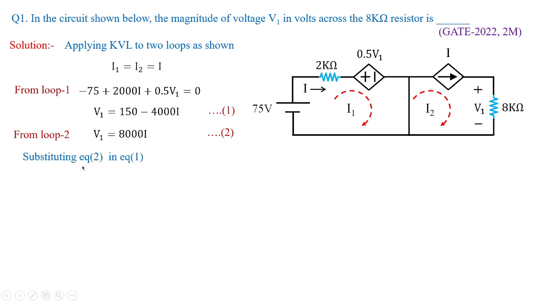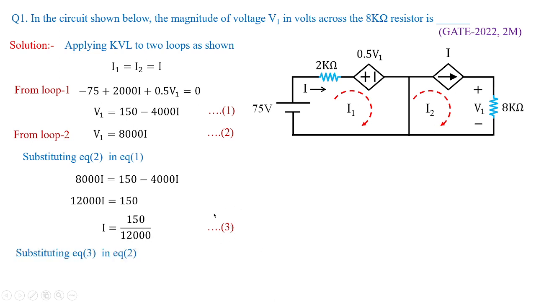I'll substitute equation 2 in equation 1. Then I'm going to get 8000I equal to 150 minus 4000I. So 2 is substituted in 1, and that is how we got this equation. With this, I get the value of I as 150 by 12,000. This I'm treating as equation 3. Now, substituting equation 3 in equation 2, I get V1 equal to 8000 multiplied by 150 by 12,000, which is equal to 100 volts. So this was asked in GATE 2022 for 2 marks, and this is how you need to solve the problem.